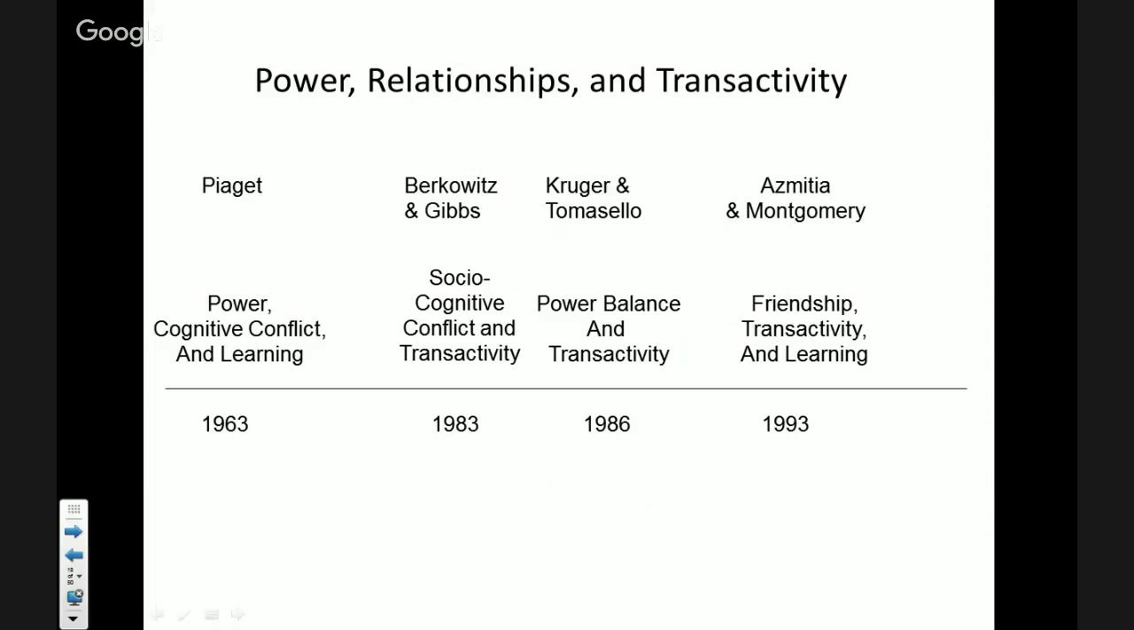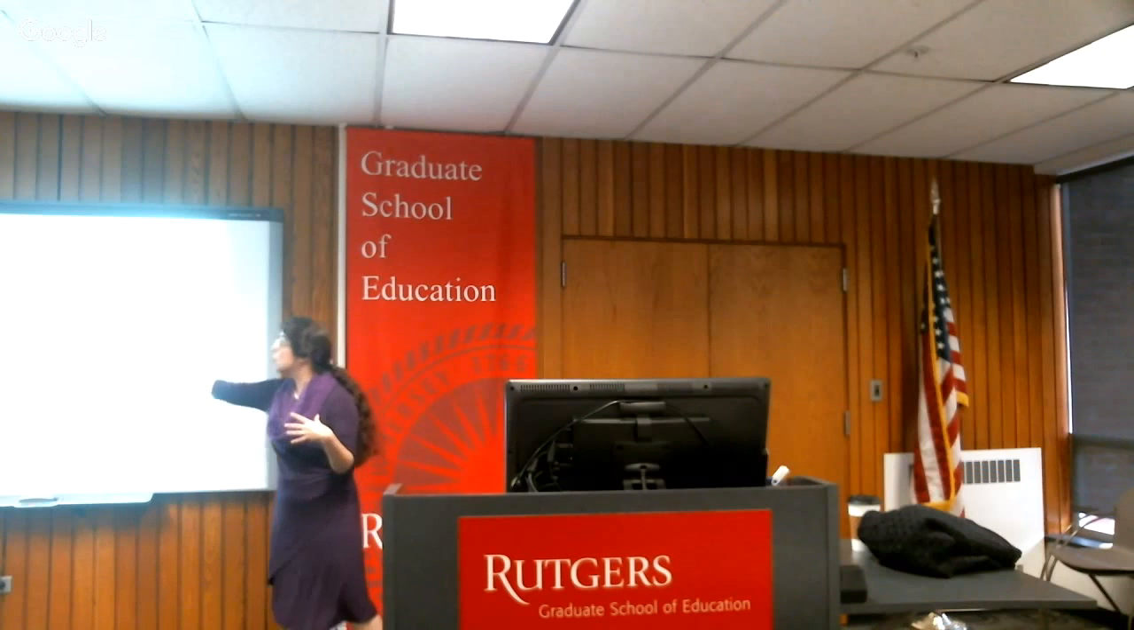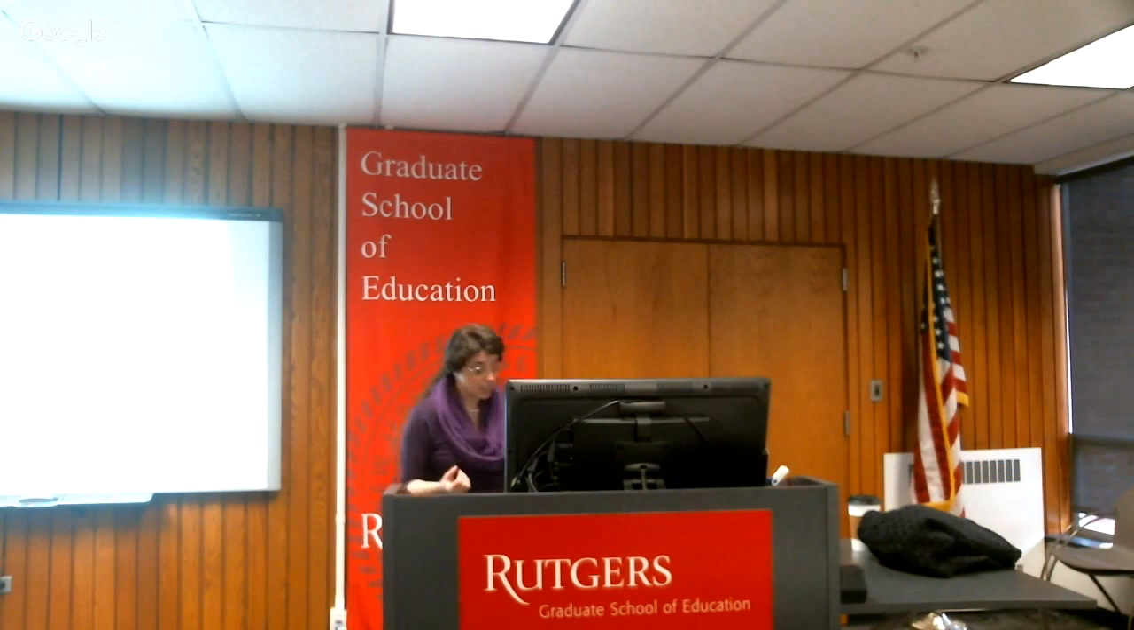In some later work, we see directly address the connection between transactivity itself, as represented in conversations, and power balance. And then more recently, a connection between transactivity and friendship, which is also related to this idea of power balance, where we see that in friend pairs, students engage in more of this transactive exchange because there's more mutual respect, more of a tendency to have that balance of assimilation and accommodation that lends itself to this kind of socio-cognitive conflict that we observe through language.